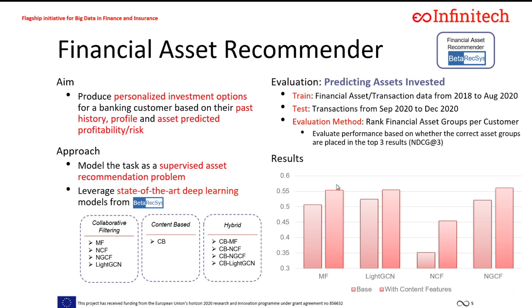And then the second bar here is the hybrid equivalent, where you're integrating in content-based features, so more information about assets, effectively. And so what we can see here is that not only are we fairly effective at ranking asset groups, so in terms of NDCG at 3, this indicates that roughly between maybe 1 to 2 of these are good assets for this particular customer.